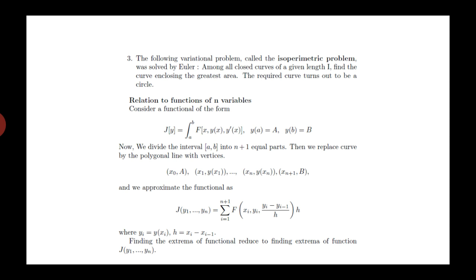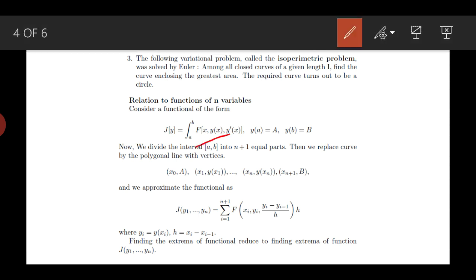Now next I want to show you how you can reduce the problem of finding the extrema of this kind of functional. We know how to solve the extrema problem for functions but not for functionals. So how can you reduce the functional into a function of n variables? Next we want to see that. Let us suppose we are given a functional of the form J of y equals the integration from a to b of F of y of x and y prime of x.